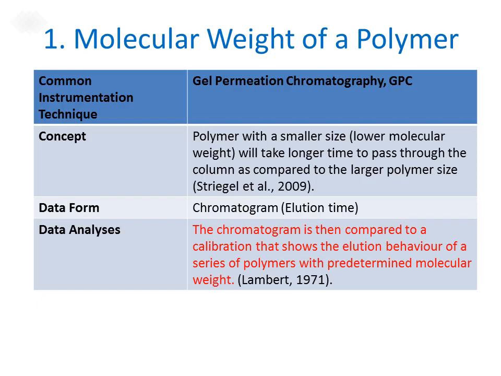The most common instrumentation technique to determine the molecular weight of a polymer is GPC, because it is relatively low cost. Its concept is based on the elution time of the tested polymer that is compared with the elution time of the known molecular weight of a polymer. Usually, polymer with lower molecular weight will stay longer in the stationary phase of the column because it is able to enter the pores of the column beads.